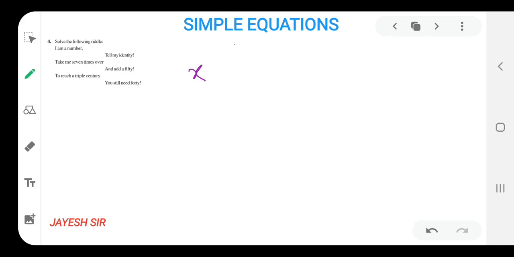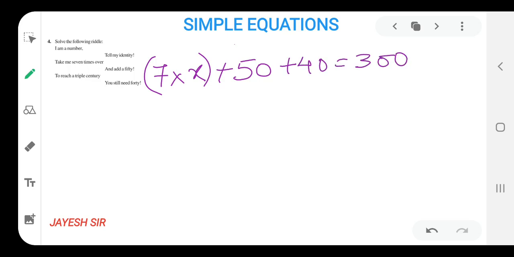Take me 7 times. 7 times, that means 7 multiplied by x. 7x would be there. And add up 50. I have added 50 also. Now to reach a triple century you still need 40. That means if I add 40 more, then I will reach a triple century. Triple century means 300. To reach triple century I need 40 more. So that's why I have added 40. So 7x, 50 plus 40 will result in 90, and I have reached the triple century now.